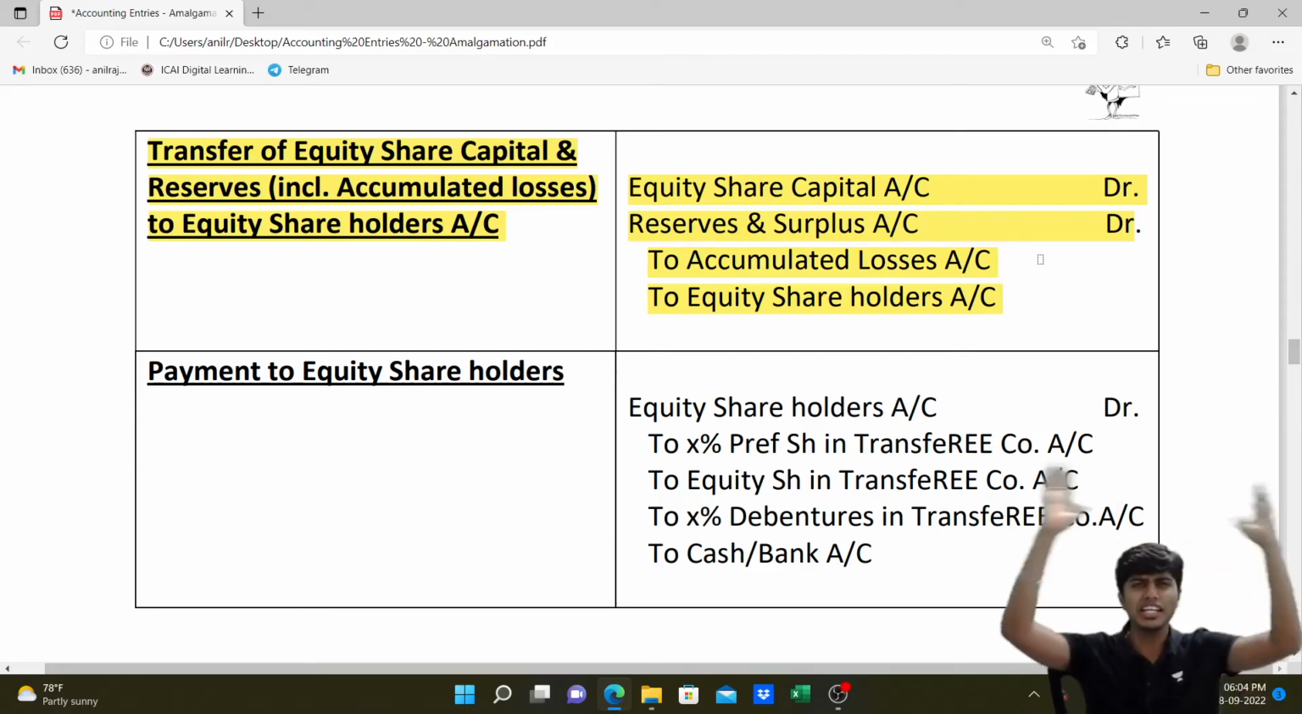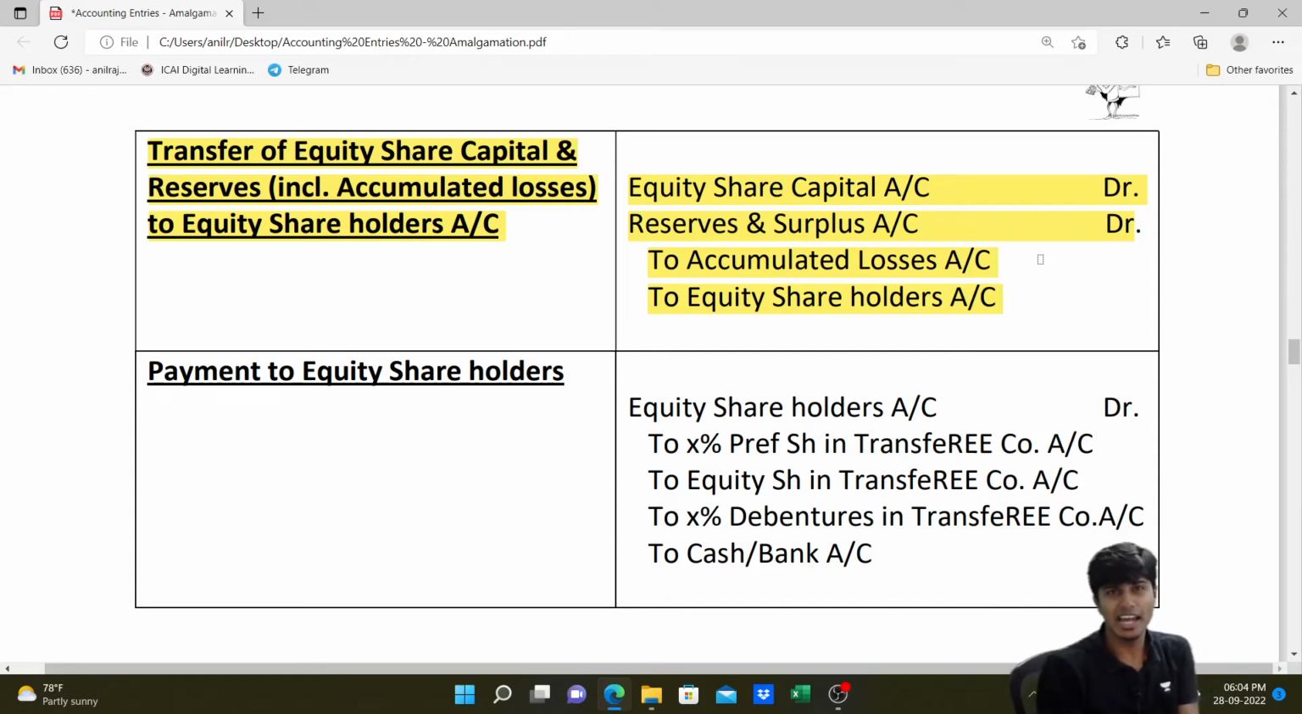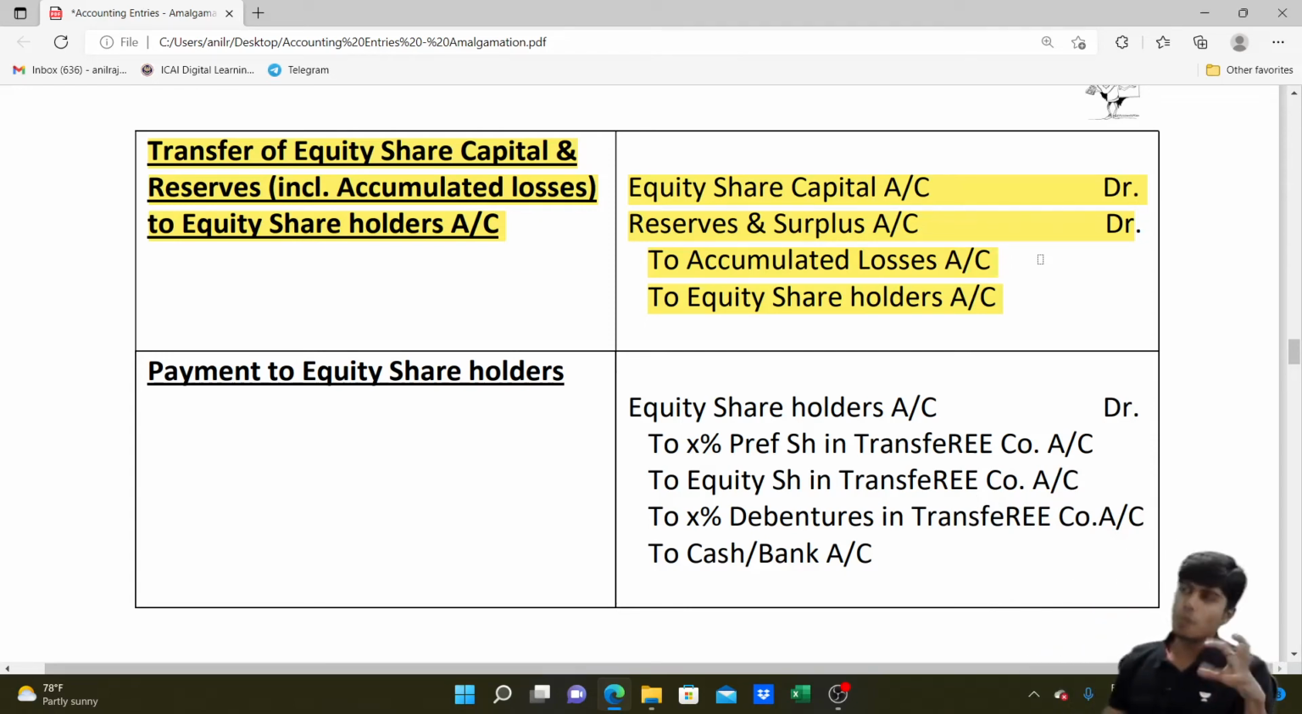Now we have in our equity shareholders account the entire money that is payable to them. We received PC in the form of shares, debentures, cash and all. Part of it is given to preference shareholders. So after giving to preference shareholders, whatever is remaining, all that should be distributed between equity shareholders.